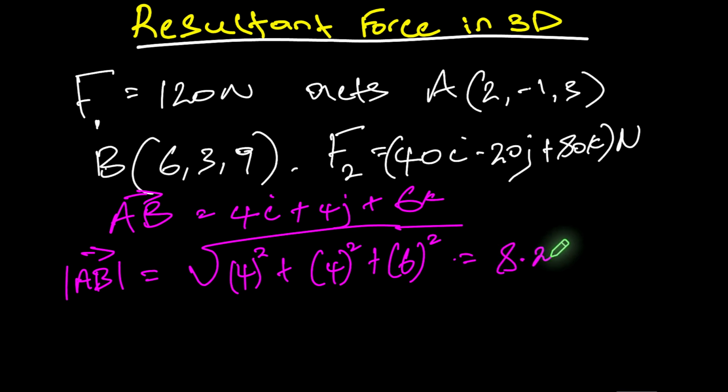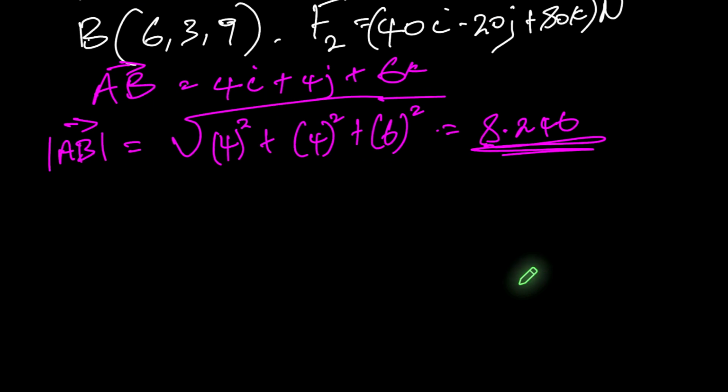This gives us a total of 8.246, which I'll write to 3 decimal places. So that gives us a magnitude of 8.246. Once again, this magnitude is not the force yet. It is only the length of the direction vector. We need it so we can turn the direction vector into a unit vector. So that's what we're going to do now. We're going to form the unit vector.